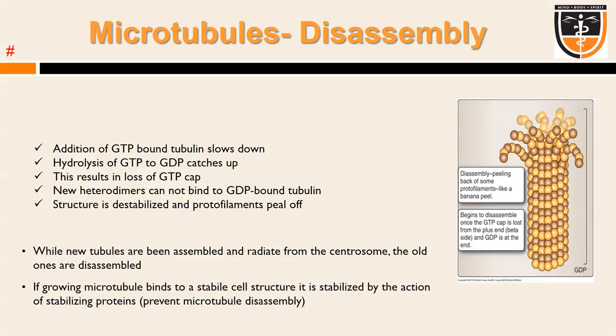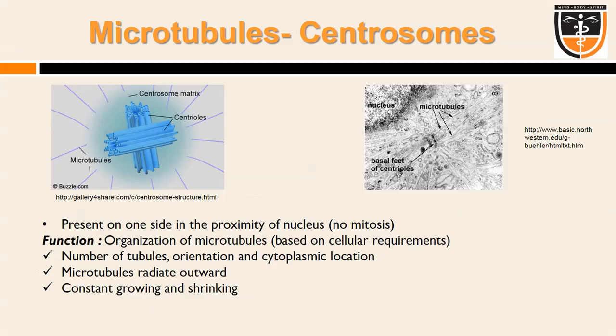So while the new tubules are constantly being assembled, and they constantly radiate from the structure we're going to mention in a second, the centrosome, the old ones are constantly disassembled. Now, the moment when a growing microtubule reaches an anchoring point, it's going to be stabilized so it will not break down, by the action of a specific group of proteins known as stabilizing proteins that prevent microtubule disassembly.